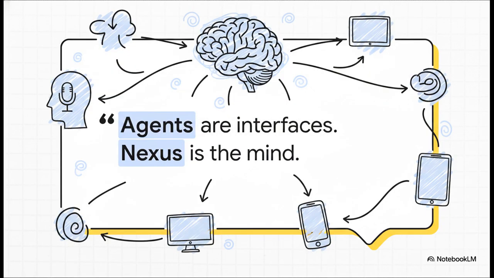But Nexus? It's built on a totally different idea. And this quote really nails it. Agents are interfaces. Nexus is the mind. The whole point isn't to make a ton of separate amnesiac agents. No. The goal is to build one single central brain where context is never lost. The tools you use, they're just different windows looking into that one powerful mind.